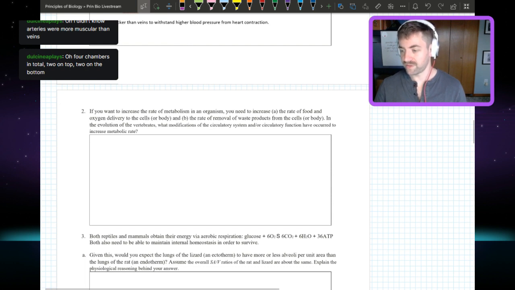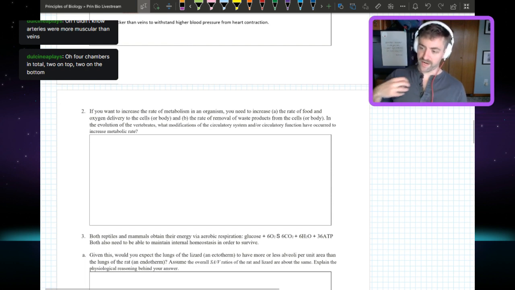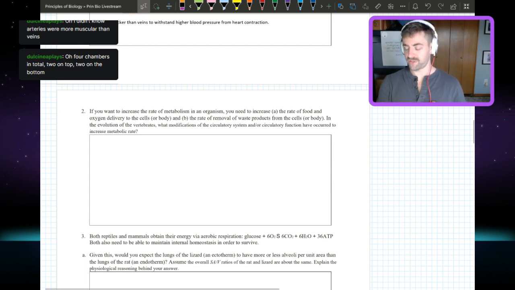Yeah, four chambers in total. The right atrium and ventricle is two chambers, and then the left atrium and ventricle, receiving blood from the lungs and sending it to the rest of the body through the aorta, is two chambers. So a simple fish heart is one in, one out. And it can't produce a whole lot of blood pressure.